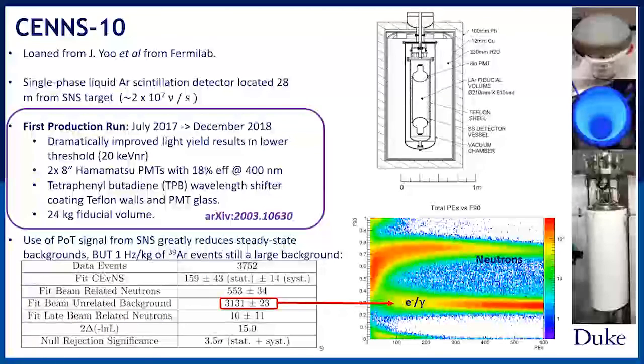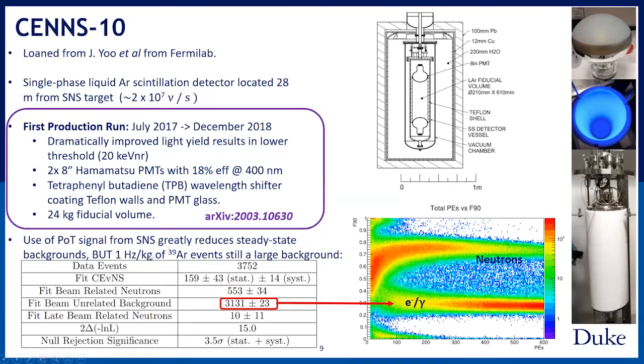Also, the next one will be SENS10. In this case, the SENS10 is actually a liquid argon detector. It's located roughly 28 meters from the SNS target. And here's the neutrino flux at that position. We had a first production run from July 2017 to December 2018. If you're really interested in the result, you can check this paper right here.